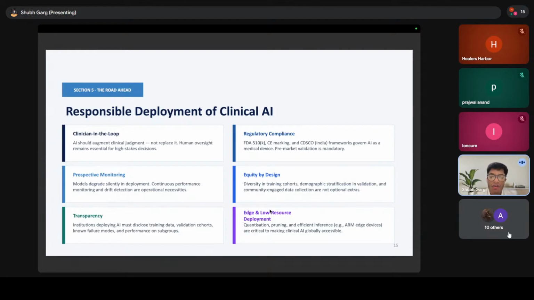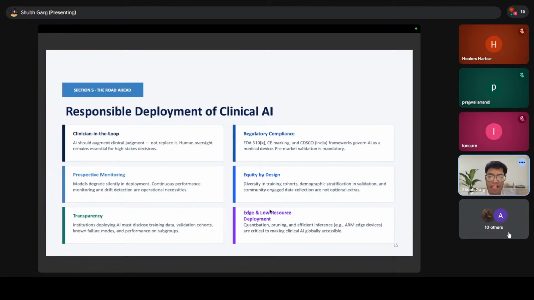Equity by design. Diverse training cohorts, mandatory demographic stratification in validation, and community-engaged data collection are not nice to have. They are the minimum required to avoid systematically disadvantaging already vulnerable populations. Transparency: institutions that deploy AI must disclose their training data sources, validation cohorts, known failure modes, and performance on subgroups. This is beginning to be codified in regulation, but the ethical obligation exists regardless.